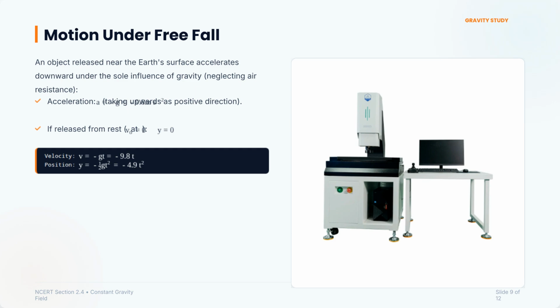Next, we look at motion under freefall, where an object near the Earth's surface accelerates downward due to gravity, neglecting air resistance. When released from rest, its velocity and position over time are governed by these standard kinematic formulas.